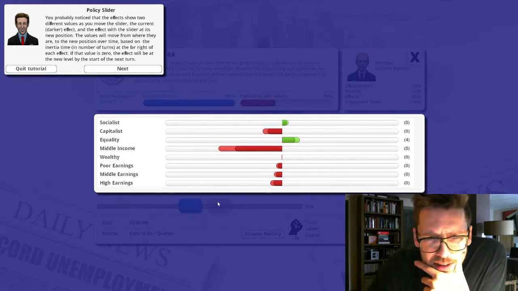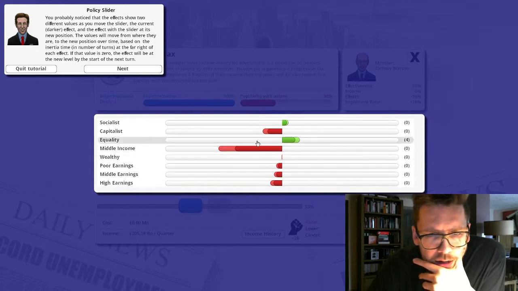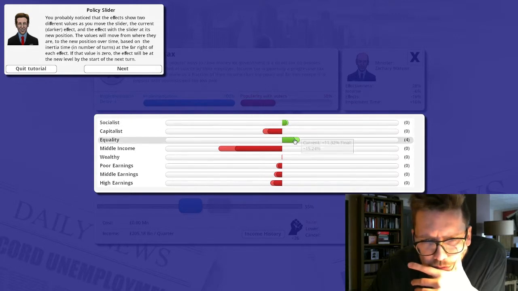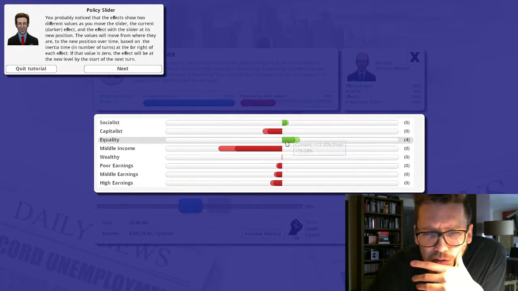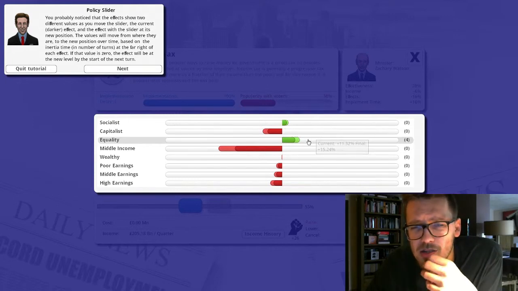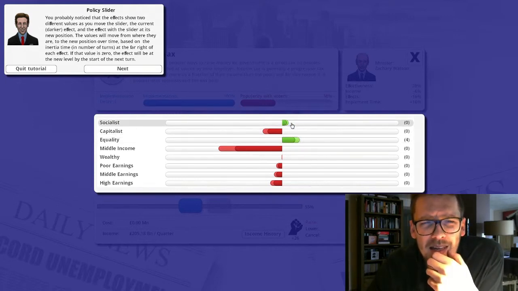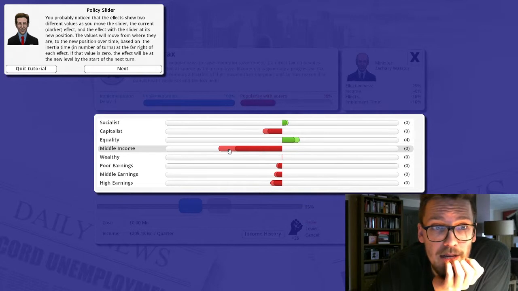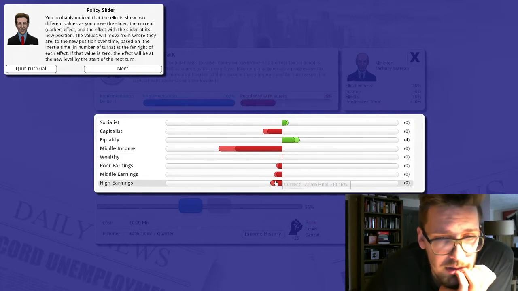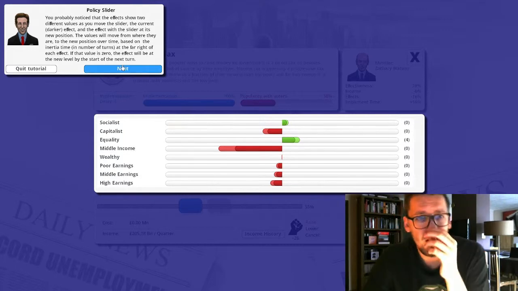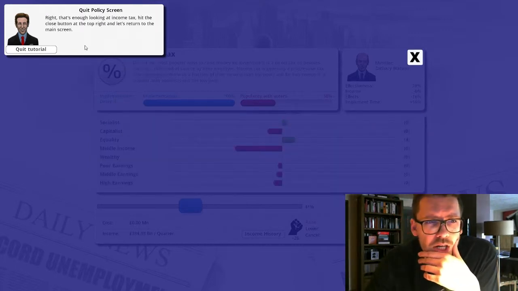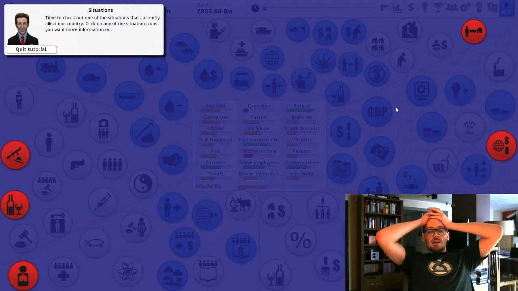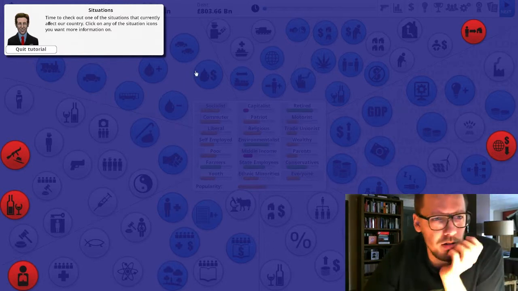So, if I raise the bar here and get more taxes, then there would be more equality. Socialists would be happy, but capitalists would be less happy, and the middle incomes would be less happy, and the high earners, and everyone. Oh my God. Okay, that makes sense. So let's revert the changes. Hit the close button. Okay, is everyone still with us? Because I'm not sure I am.